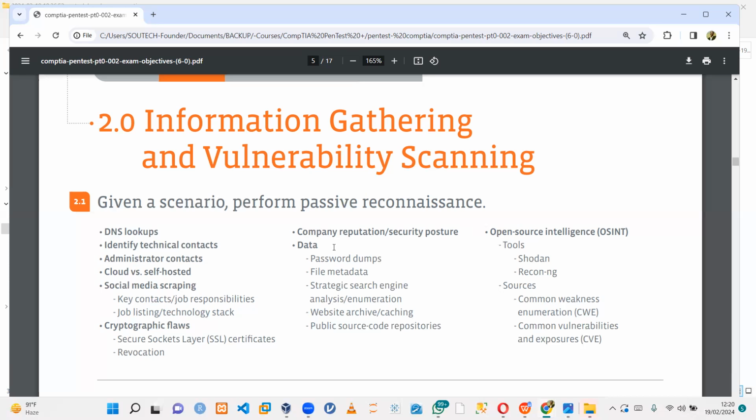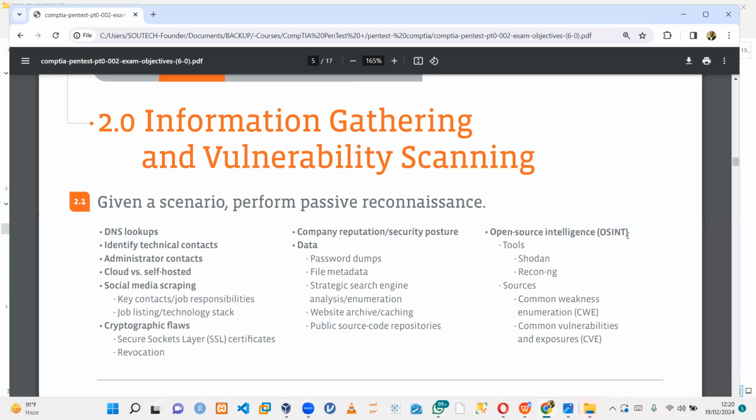In terms of data, password dumps, you could use Google Docs. You could look at public repositories. You can look at website archives. You could look at the Wayback Machine. Several ways you could use to actually grab most of this data. And once you're not actively engaged with the enterprise, you can classify all of these as passive reconnaissance.